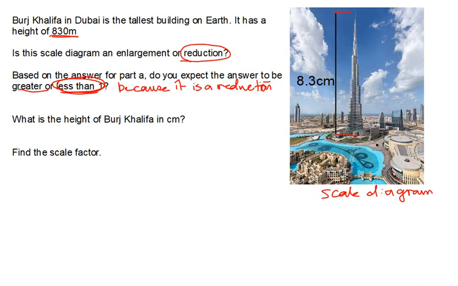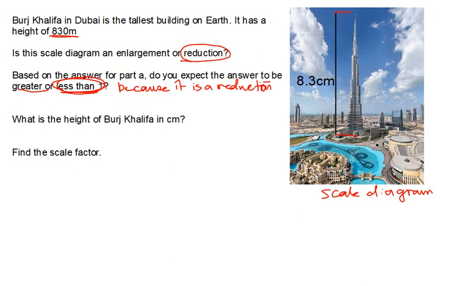Okay, so let's look at more math questions here. What is the height of the Burj Khalifa in centimeters? Be careful here. We have 8.3 centimeters, however the actual height is 830 meters. So we need to convert them to the same units, either convert the 8.3 centimeters to meters or the 830 meters to centimeters. As long as you have the same units, you're fine. Since the question is asking us to convert the height to centimeters, let's use that one.